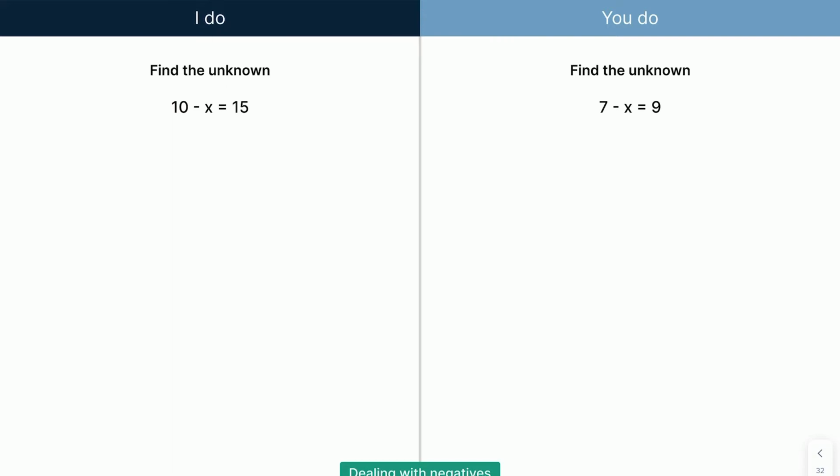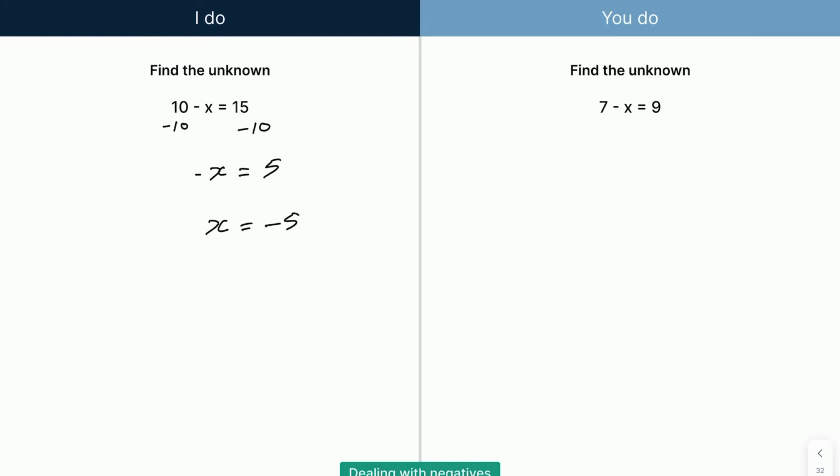And looking at this one, I'm just going to take 10 away from here, 10 away from here, and then we have minus x is equal to 5, and then we have x is equal to minus 5 because we times each side by minus 1. So this time the answer is minus 5. Okay, so this will become 10 minus minus 5 is equal to 15 because the two negatives become a positive.